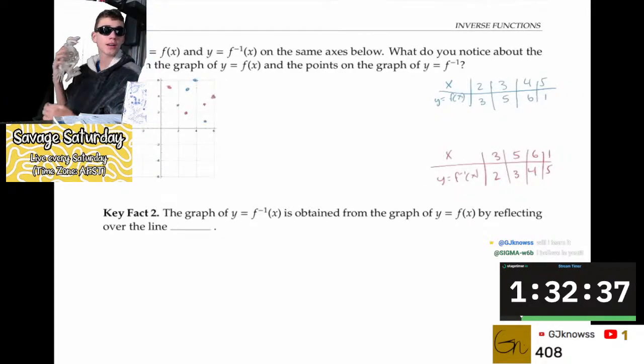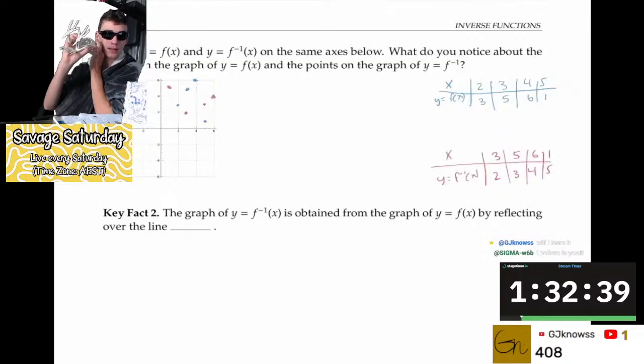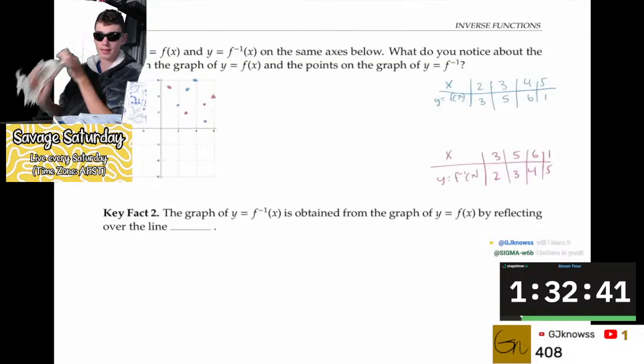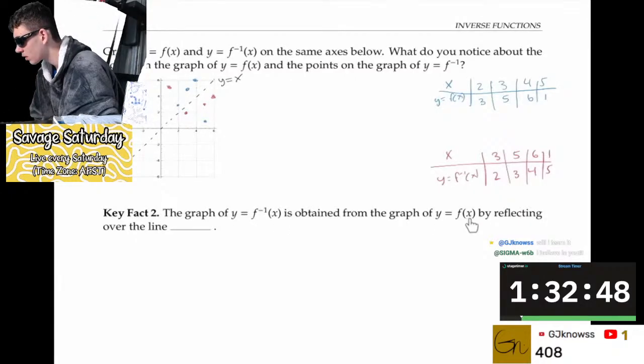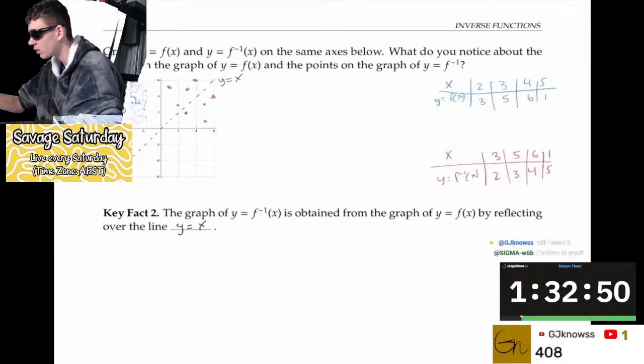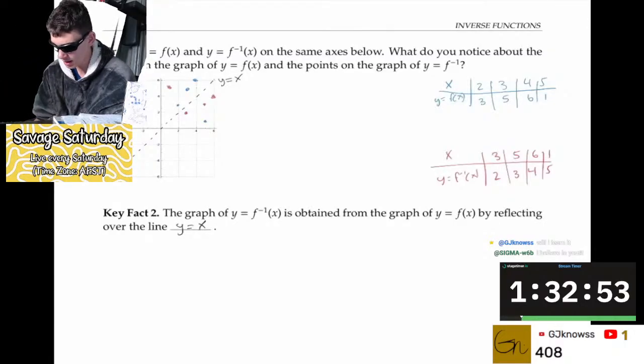Pause the video for a moment and see what kind of symmetry you observe in this graph. How are the blue points related to the red points? You might have noticed that the blue points and the red points are mirror images over the mirror line y equals x. So our second key fact is that the graph of y equals f inverse of x can be obtained from the graph of y equals f of x by reflecting over the line y equals x. This makes sense because inverses reverse the roles of y and x.